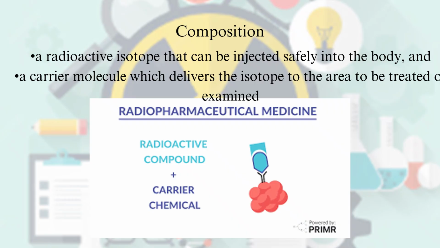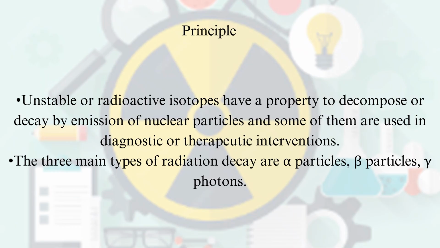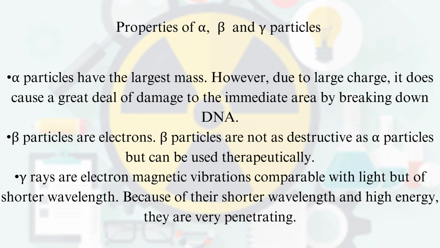Composition of radiopharmaceutical. It is a radioactive isotope that can be injected safely into the body and a carrier molecule which delivers the isotope to the area to be treated or examined. Principle. Unstable or radioactive isotopes have a property to decompose or decay by emission of nuclear particles, and some of them are used in diagnostic or therapeutic interventions. The three main types of radiation decay are alpha particles, beta particles, and gamma photons.